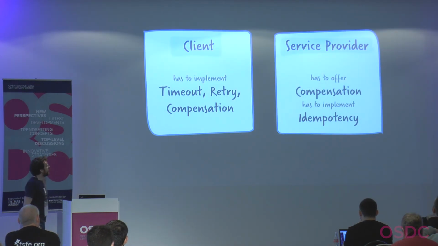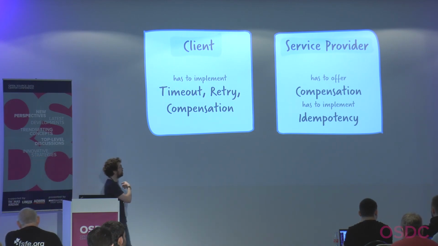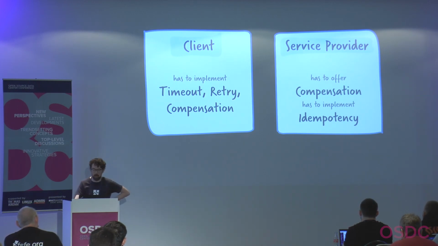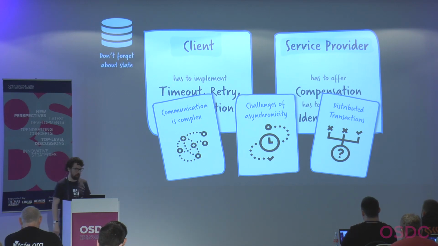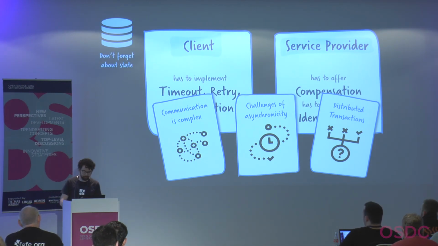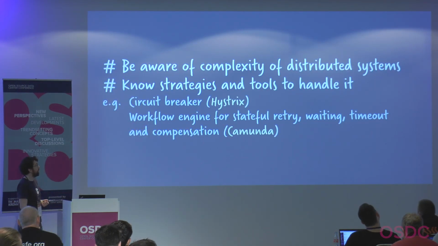Alrighty, so we have the client now that can implement timeouts, retries, and compensation, and the service provider also has compensation and idempotence. Generally speaking, if you combine those things, you can solve a lot of these problems. And the important thing about that is we can all do it reliably because we always have the state controlled by us.